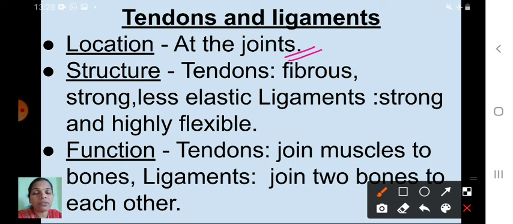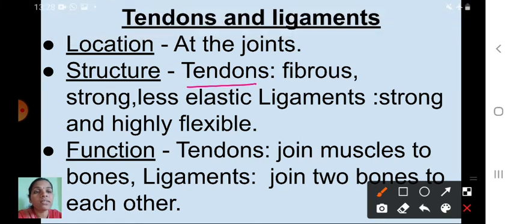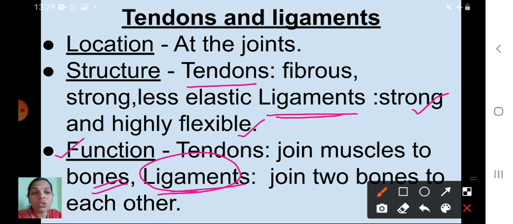Tendons and ligaments. Structure: tendons are fibrous, strong, less elastic. See here, children, this is the structure of tendons and this is the structure of ligaments, which are strong and highly flexible. And the third one is function. The tendon's function is to join muscles to bones, and ligaments join two bones to each other. Just imagine, children: the function of tendon is to join muscles to bones, and the function of ligaments is to join two bones to each other.